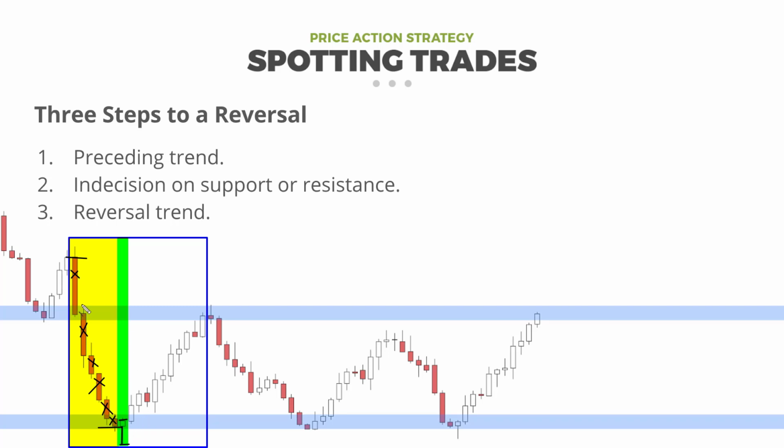So that is part 2. So this is part 1. Preceding trend. Part 2 is indecision on support or resistance. This one is on support. So indecision is forming on support.